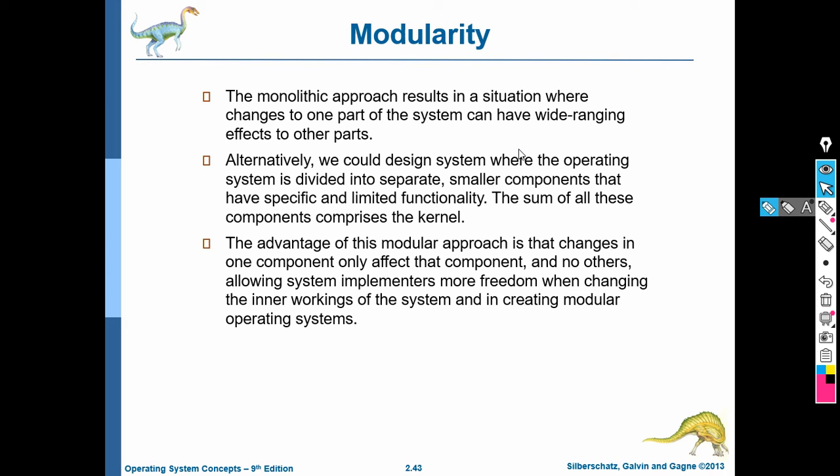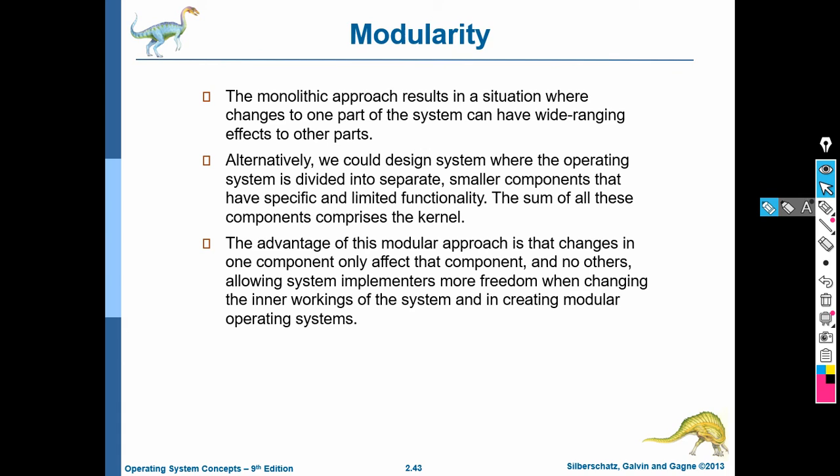Modularity. The monolithic approach results in a situation where changes to one part of the system can have wide-ranging effects on other parts. Alternatively, we can design a system where the operating system is divided into separate smaller components that have specific and limited functionality. The sum of all these components comprises the kernel. The advantage of this modular approach is that changes in one component only affect that component and no others, allowing system implementers more freedom when changing the inner working of the system and in creating a modular operating system.